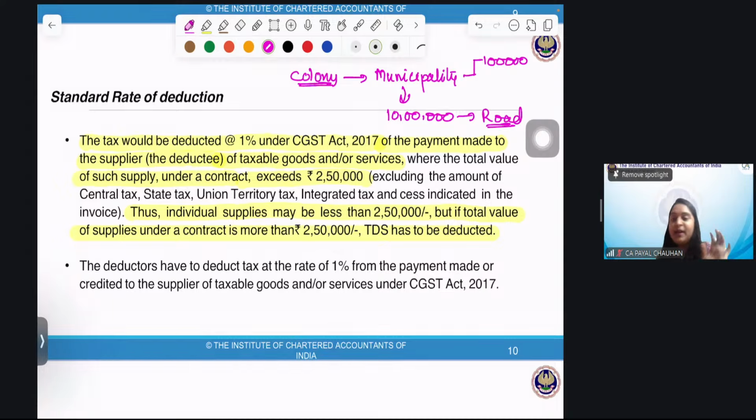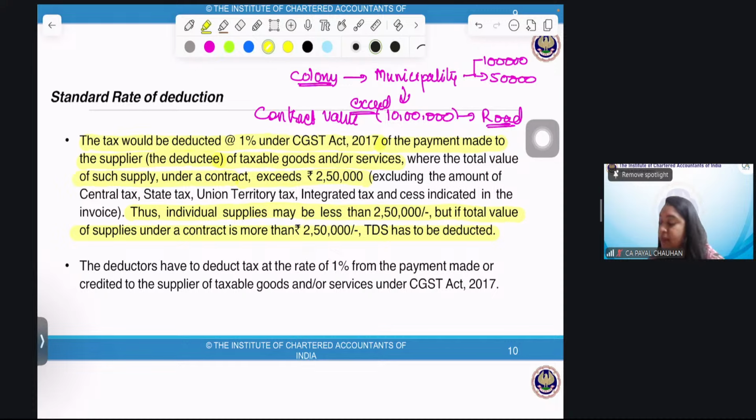See, don't consider the payment. The point is the contract value, which exceeds rupees 10 lakh. So even if a payment of 50,000 is made, the TDS will be applicable because it's not about the individual payment. Rather, we talk about the entire contract. Did you understand? See, these are so simple. Just understand the basic TDS application. Perfect, now we'll do the next.